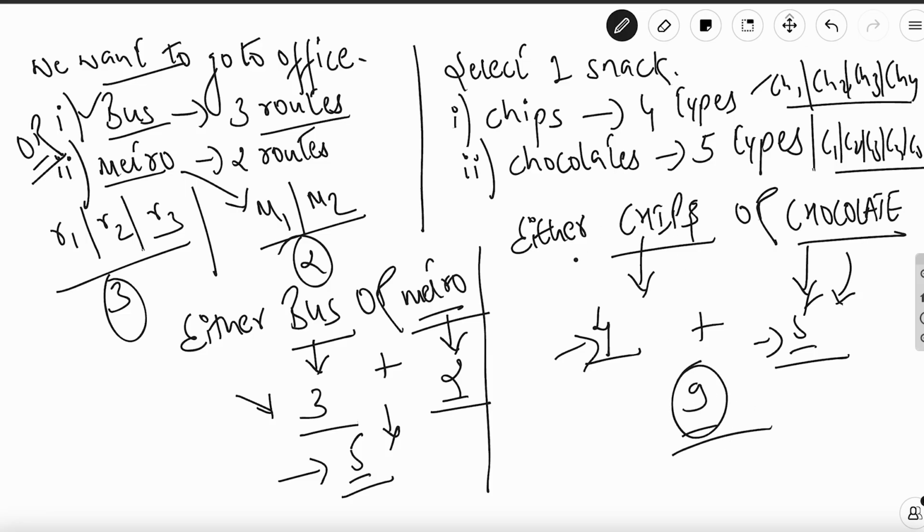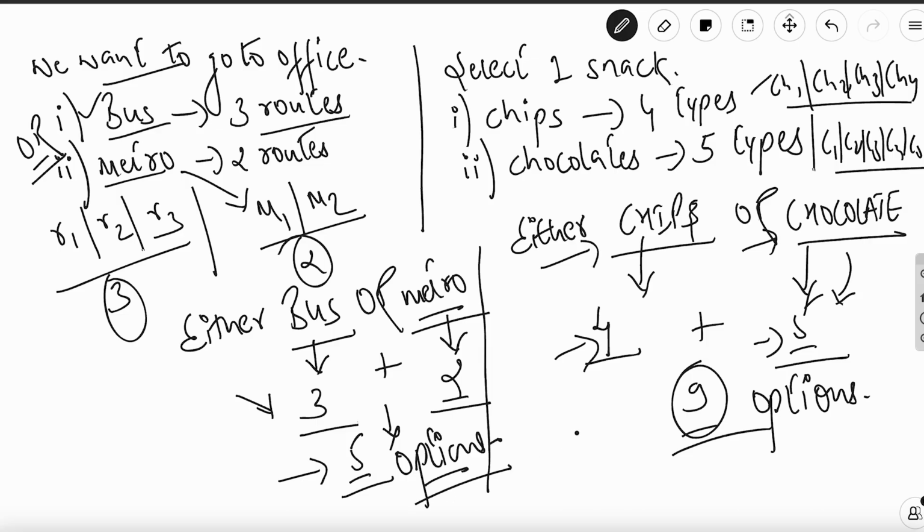Because here again, we can select either one snack from chips or one snack from chocolates. Either a chip or a chocolate. So 4 plus 5, 9. We have overall 9 options here to choose from, and we can choose one amongst them. In the earlier example we had 5 options to choose from.